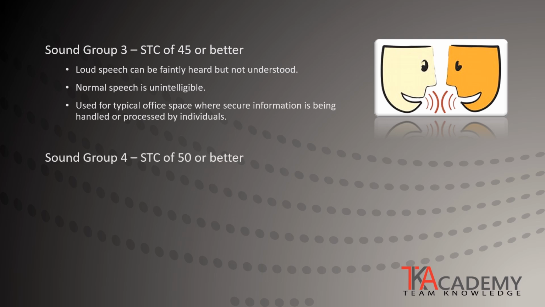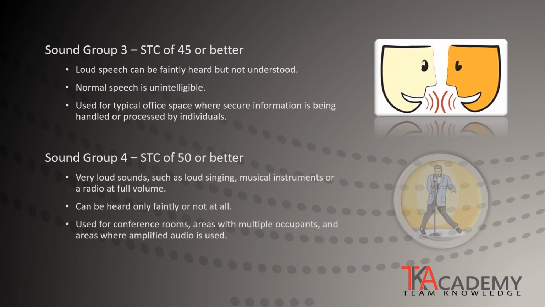Sound Group 4 has a higher acoustic rating with an STC of 50 or better. Assemblies built to this level will mask very loud sounds, such as singing, musical instruments, or radio at full volume. Sounds can be faintly heard or not at all. This sound group is typical of spaces with multiple occupants and is often used for conference areas where amplified audio is used.